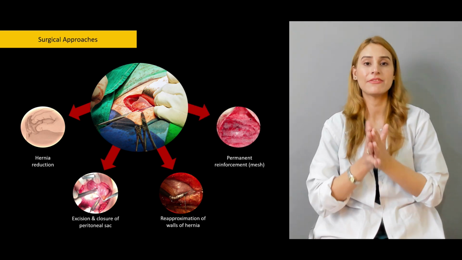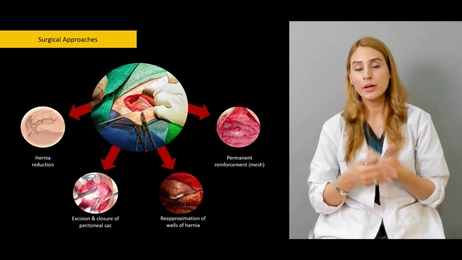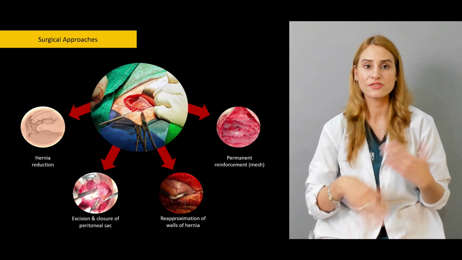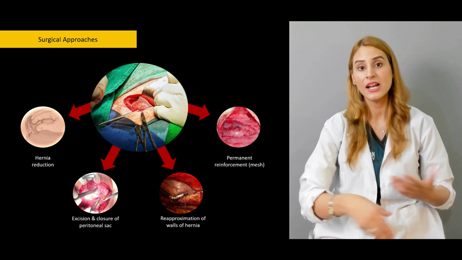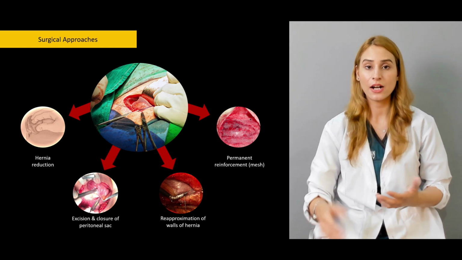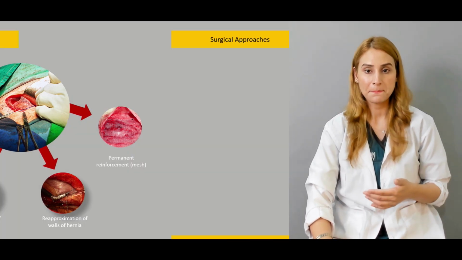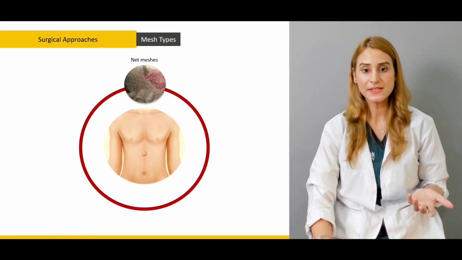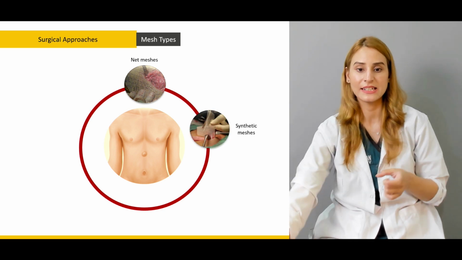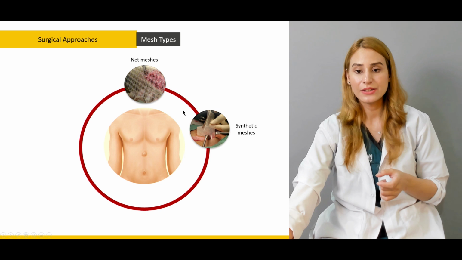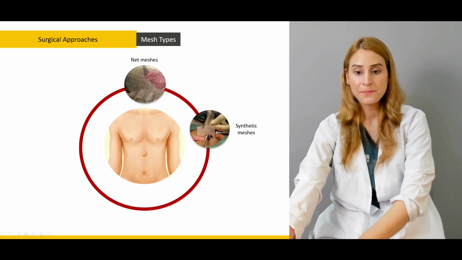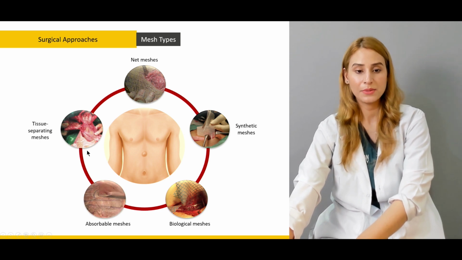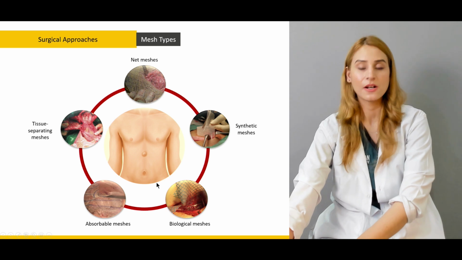Or you do the permanent reinforcement. Basically, the permanent reinforcement is by the use of the mesh, right? So these meshes are placed just above the defect so that additional tensile strength is added, and that's how you prevent the recurrence rate. So let's talk a little bit about the mesh types. There can be net meshes, which are basically knitted. You can see here, these are the mesh. There can be other synthetic meshes. There can be biological meshes, right? Or there can be tissue separating meshes, there can be absorbable meshes, right?